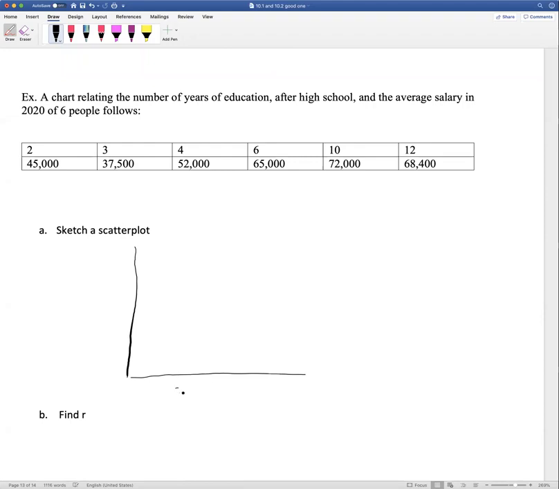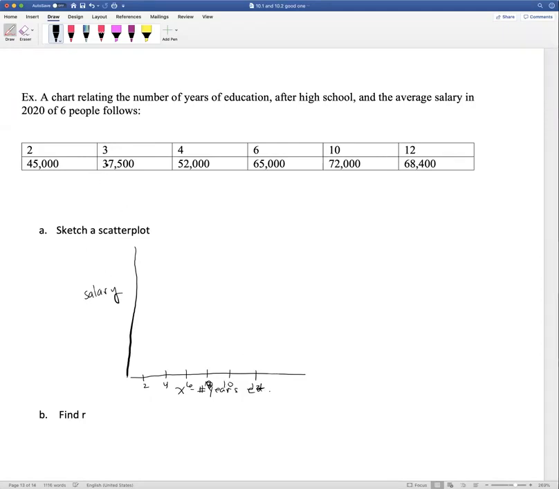And we're going to let X represent the number of years of education after high school. So number of years ed. I'm going to let Y represent the salary. I hope you can see that this is definitely a sample because we only have 6 things here. For our x-axis, we're going from 2 to 12, so we could just do it by 2s. We could do 2, 4, 6, 8, 10, 12.